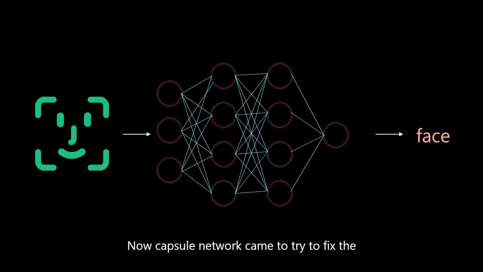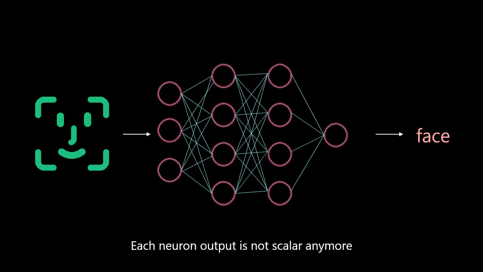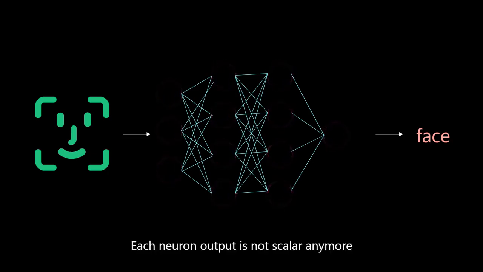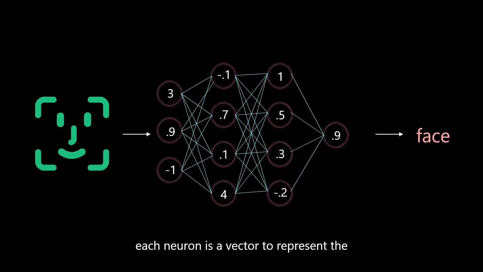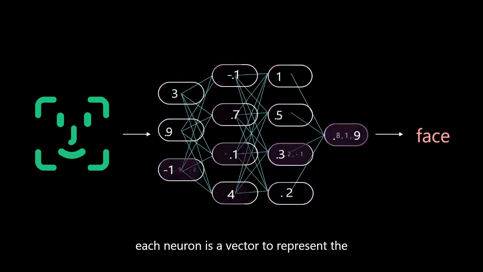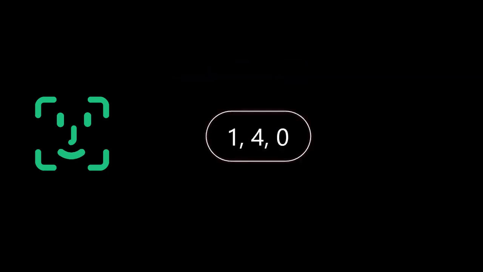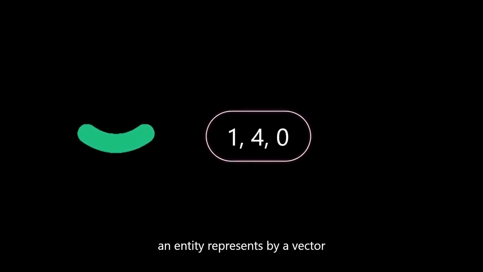Now the capsule network came to try to fix the bug. Each neuron output is not a scalar anymore. Instead, each neuron is a vector to represent the entity. For example, an entity represented by a vector.